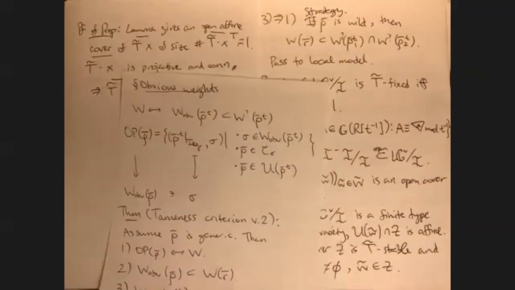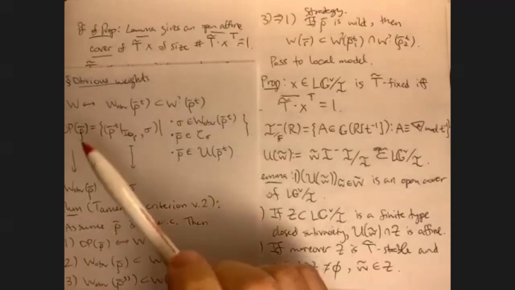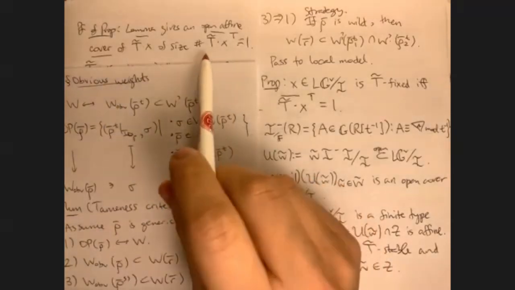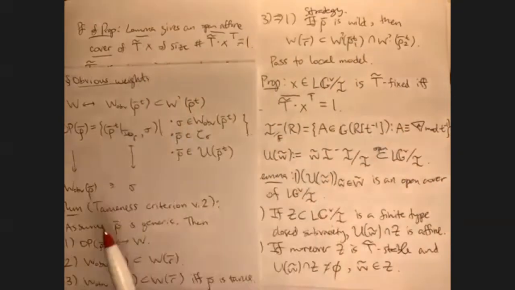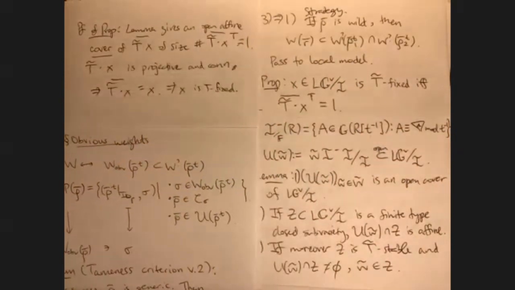Okay. Yeah, so that's what I show. So in fact, I show the contrapositive, which is that if I can only find one rho bar, then it actually has to be tame to begin with.